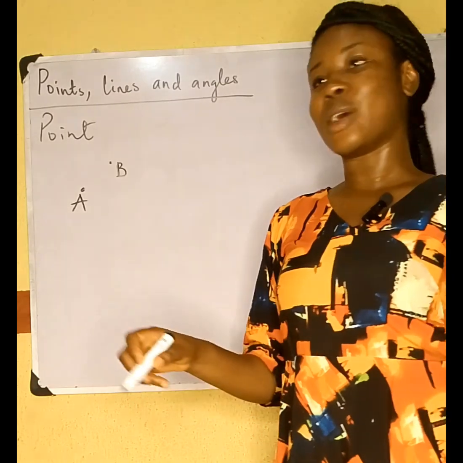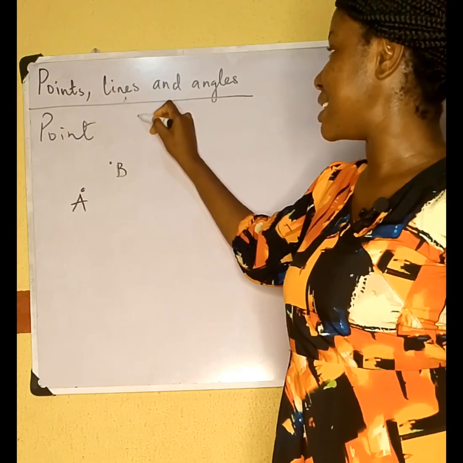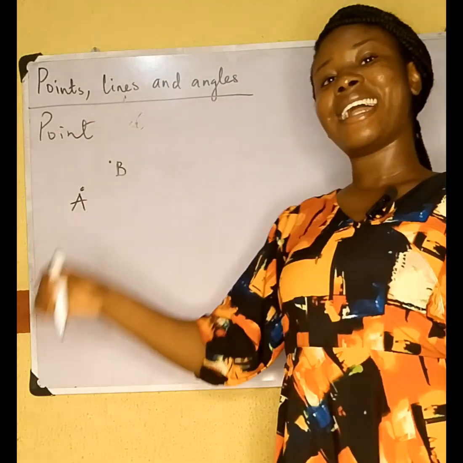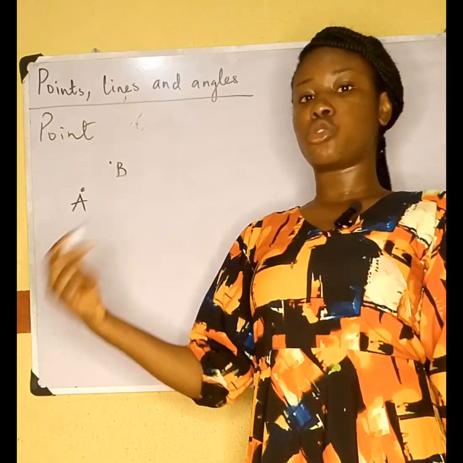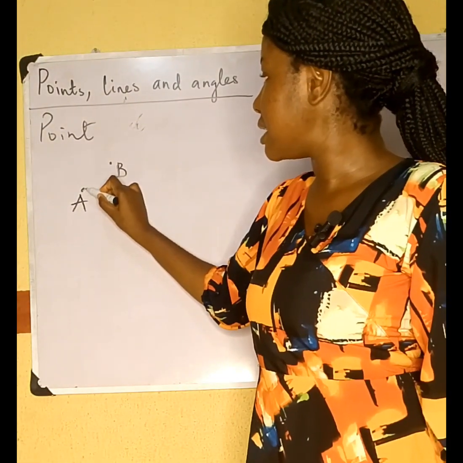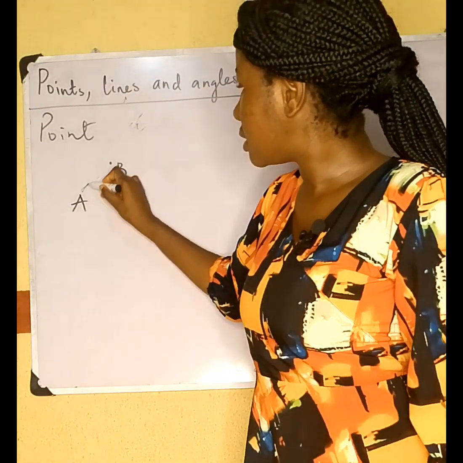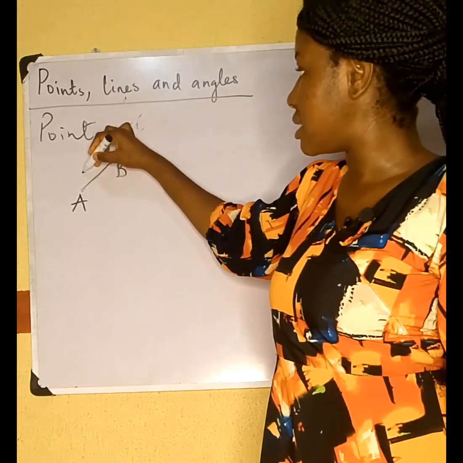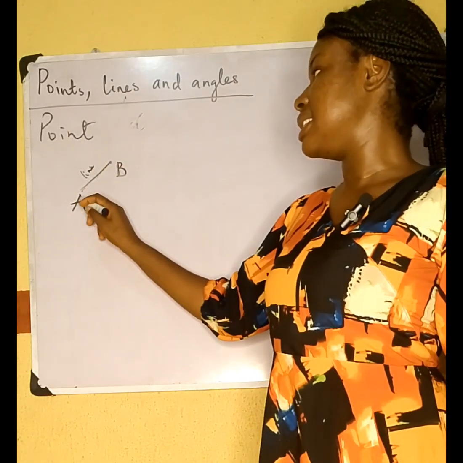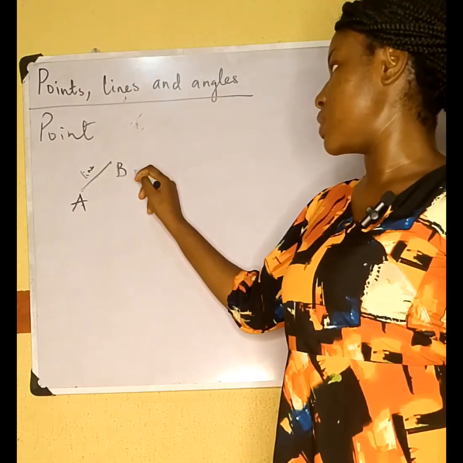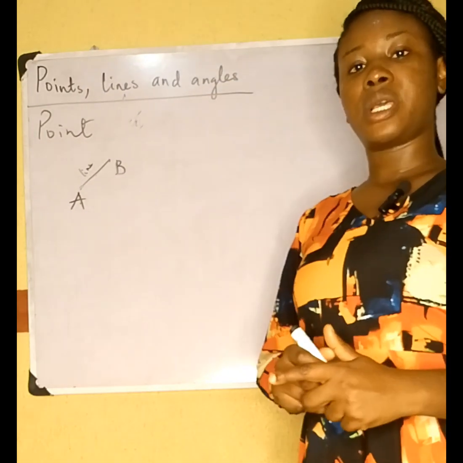And the beautiful thing now is that when we go to the second one, which is lines, a line is the distance between 2 points. When I connect this and this, it now forms a line. The distance from this point A to point B is what we call a line.